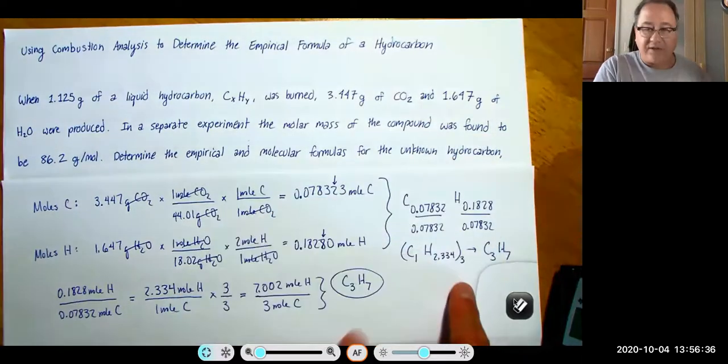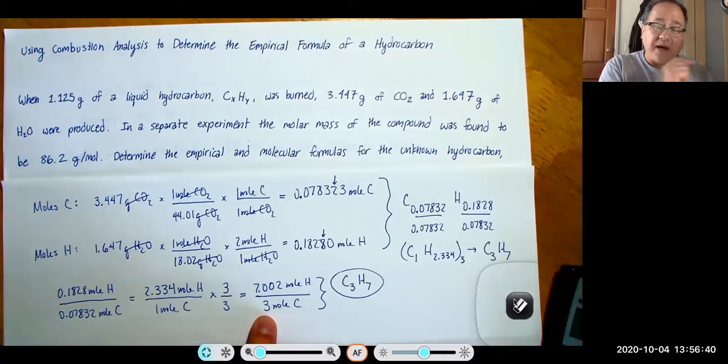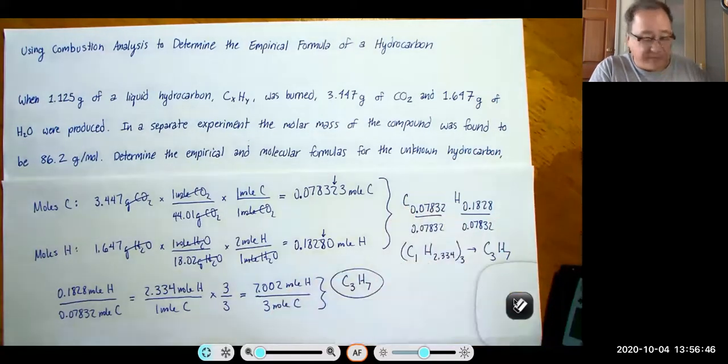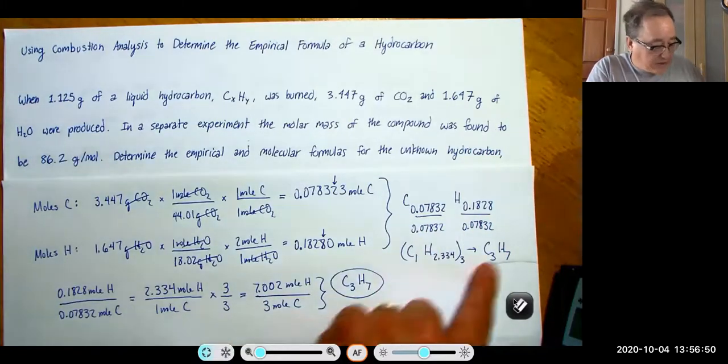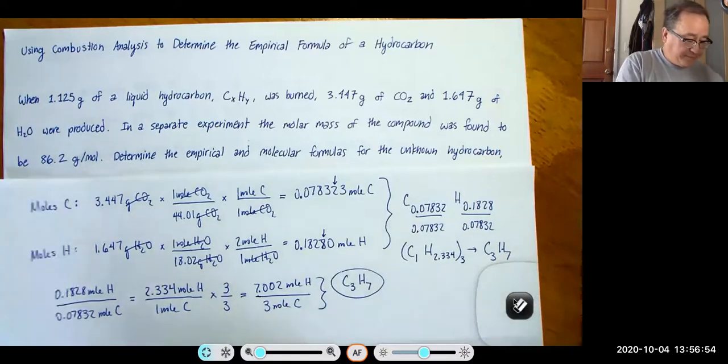So they both work the same way. If you're going to do it this way, normally you want to put the number of hydrogens on top. Now this way comes in handy if you have more than 3 elements, because you'll still divide by the smallest, and then you make your adjustments. Okay, so that's the empirical formula.